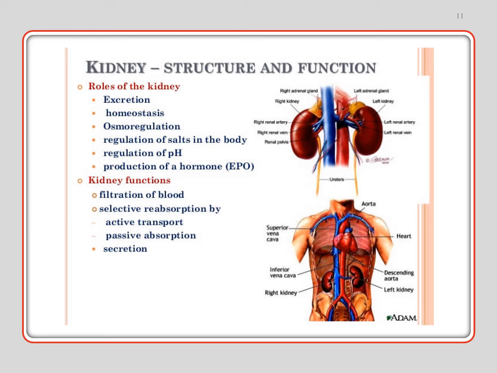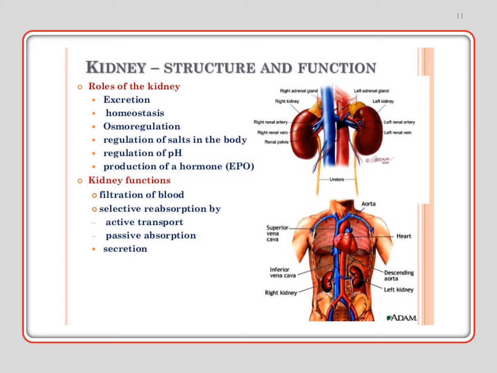Remember, water follows salt. It also helps in the regulation of pH, and it produces a hormone called erythropoietin. Remember the word hematopoiesis? Remember, hematopoiesis is the production of red blood cells, and so erythropoietin, or EPO, is going to signal the red bone marrow to make red blood cells if there is a determination that the individual is hypoxic or the body doesn't have a sufficient supply of oxygen. Then the kidneys are going to release EPO. That's going to signal the red bone marrow, and the red bone marrow is going to go to work making more red blood cells so they can carry more oxygen to the rest of the tissues in our body. It's amazing.